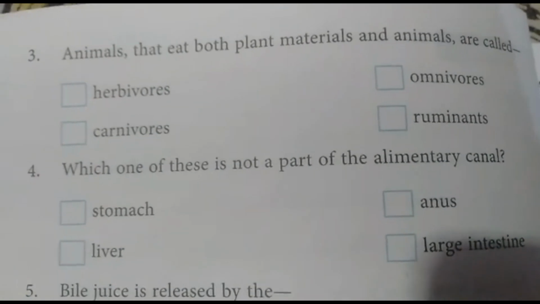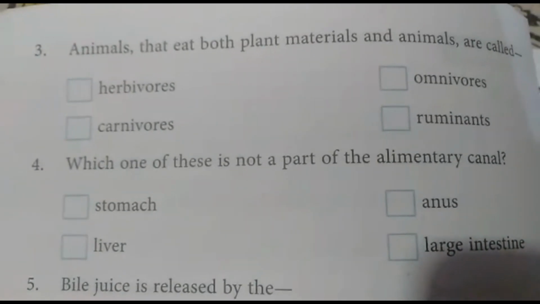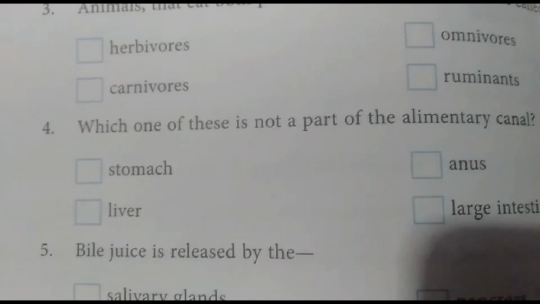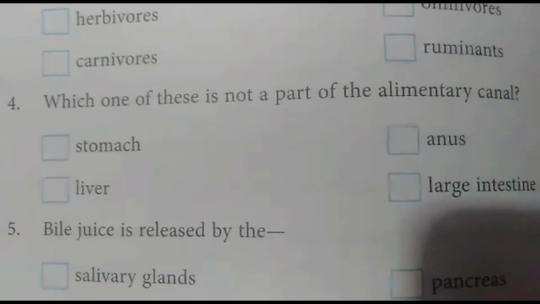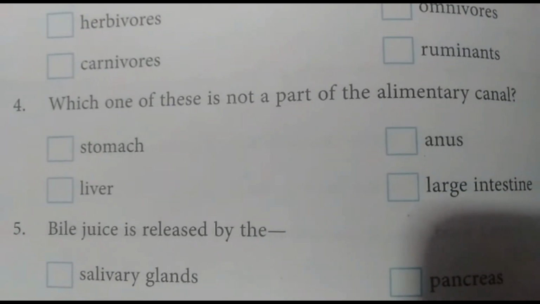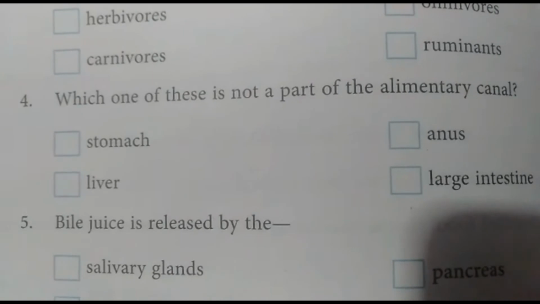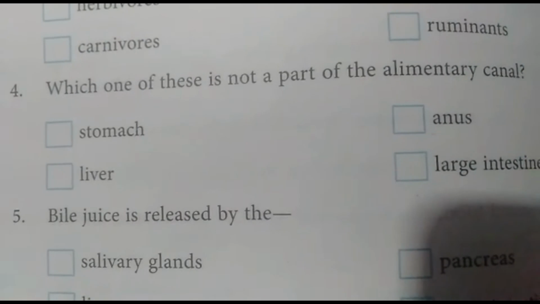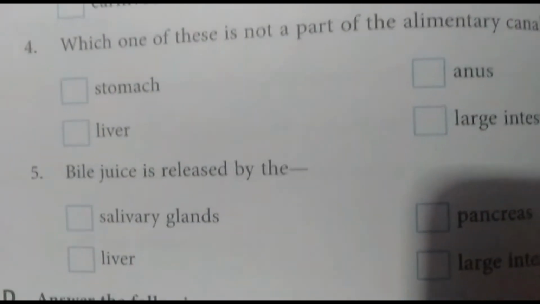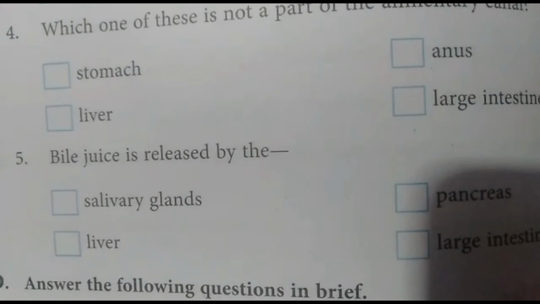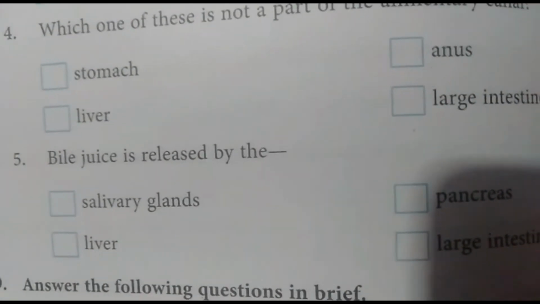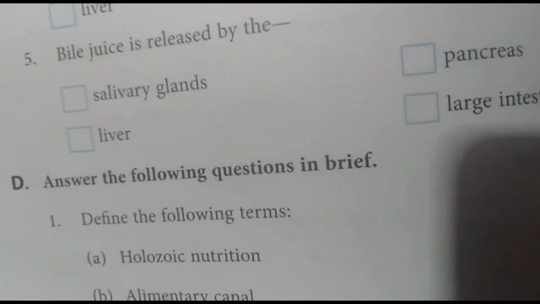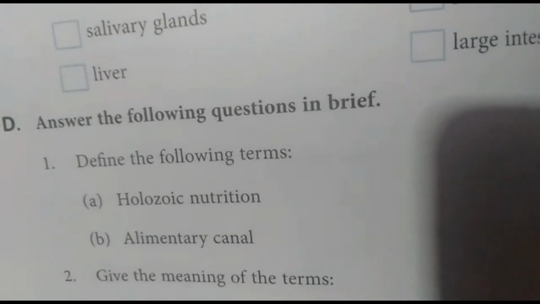The third question is, animals that eat both plant material and animals are called omnivores. Which one of these is not a part of alimentary canal? That is liver. Liver is a gland. It's not a part of alimentary canal. The bile juice is released by which gland? By the liver.